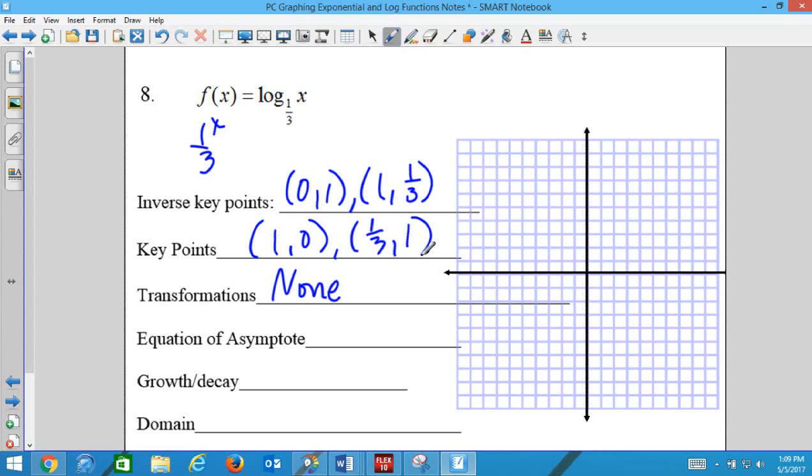The equation of the asymptote, there's no transformation, so x equals 0. Get rid of the growth or decay. We're going to graph this at (1, 0), (1/3, 1), and then think that it is getting closer to the asymptote.